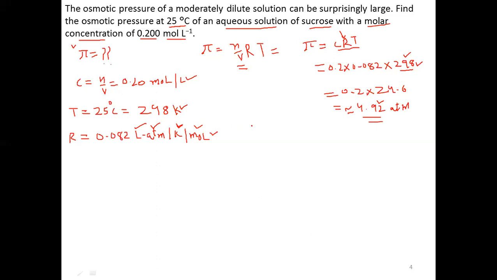So let us move to the next numerical, which says that a sample of myoglobin with mass 1 gram is dissolved in 100 ml of solution. The osmotic pressure of the solution is 11 torr at 25 degrees Celsius. Find the molar mass of the myoglobin. So first we will write what is given. We are given W, the mass of myoglobin to make the solution. It is 1 gram. We are also given the volume of solution. Volume is 100 ml.